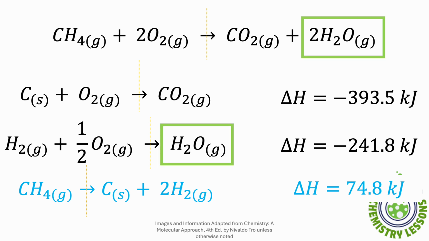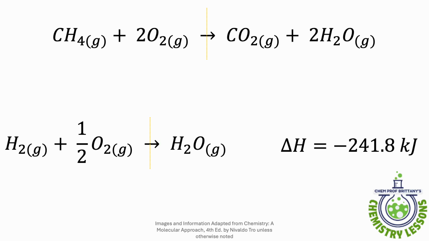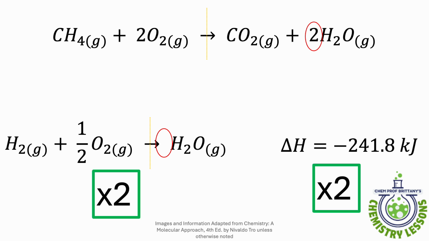Next, let's look at our water molecules. All right, so as we saw in the previous slide, I have water molecules on the correct side of the reaction where I want them to be. However, I need 2 of them, and in the reaction that I have, I only have 1. So we're just going to multiply everything by 2, which means that I'm going to get a 2 here, because I have 1 and I'm multiplying 1 by 2.